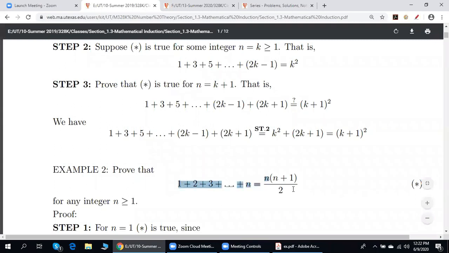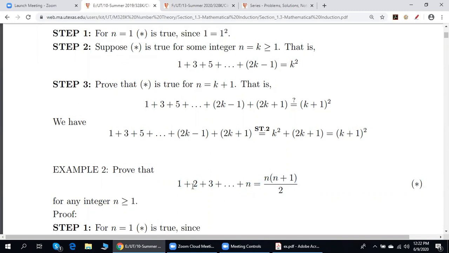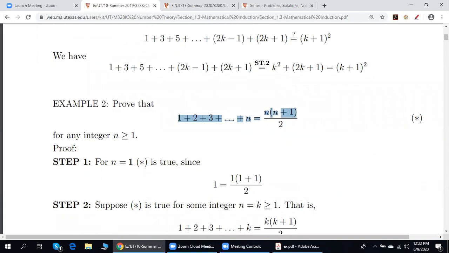We want to prove this. Step 1, let us show that this is true for the lowest possible n. Since n is greater or equal to 1, lowest possible n is 1. If n is equal to 1, left-hand side is 1. Right-hand side is 1 times 1 plus 1 over 2. Obviously, 1 times 1 plus 1 over 2 is indeed equal to 1.